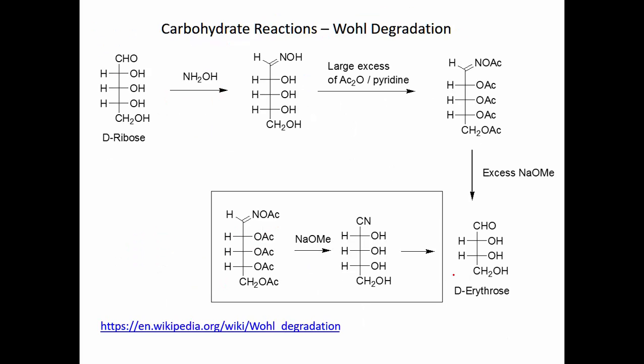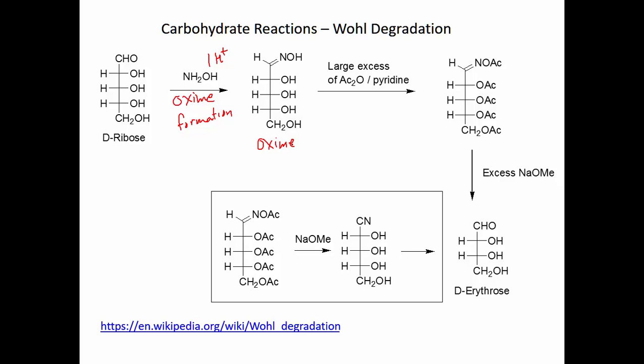Okay, we can also reverse the Fischer-Kiliani chain extension. This is called the Wohl degradation, and there's another reaction that's just like it called the Ruff degradation. I'm going to present only the Wohl degradation because it's sort of the exact reverse of the Fischer-Kiliani chain extension. All right, so what we're going to do in the Wohl degradation is we're going to take our carbohydrate and treat it with hydroxylamine. Probably need a little bit of H plus in this process, and this is going to convert the aldehyde group into the oxime.